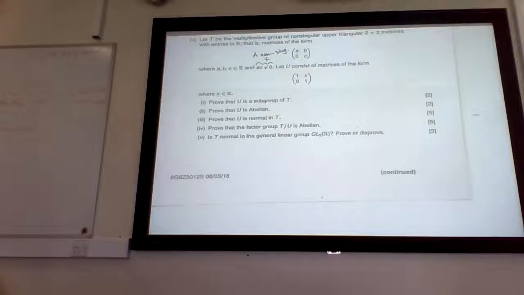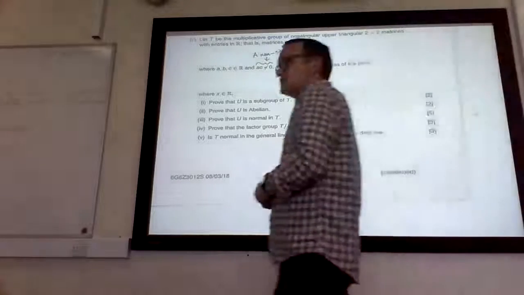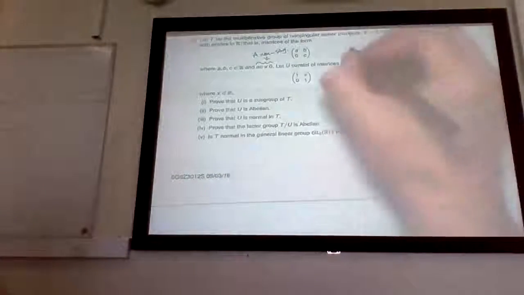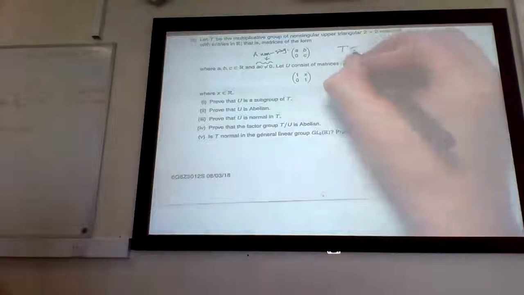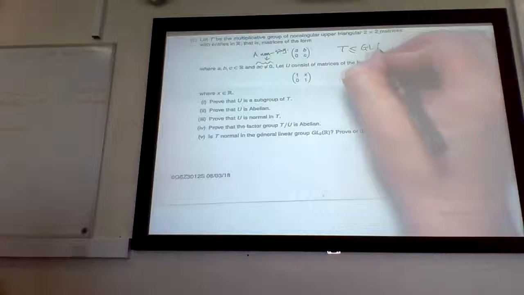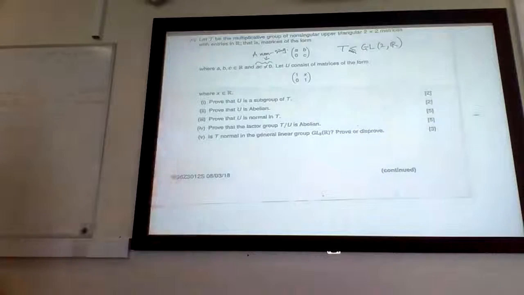So we've got to do a number of things. Prove U is a subgroup, prove U is abelian, prove U is normal in T, prove that the factor group is abelian, and then the question: is T normal in the general linear group? Because of course, we can notice that it's a subgroup of the general linear group 2R. Indeed, it's a strict subgroup.